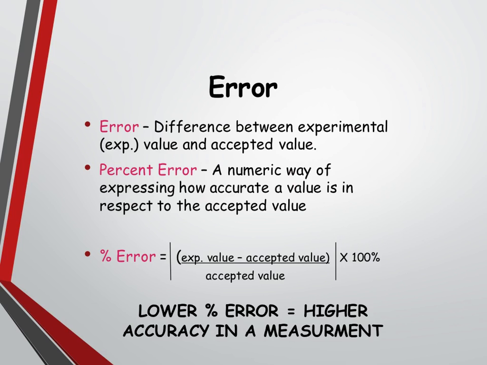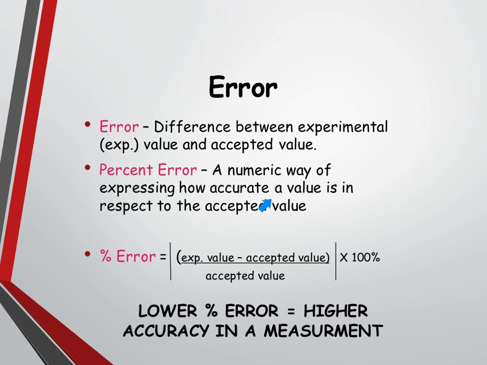And that error is defined as the difference between our measured or experimental value and our accepted value. Okay? The accepted value is what we call the true value, or what we're expecting. In order to represent the error in a numeric way that makes sense, we use a percent error formula.